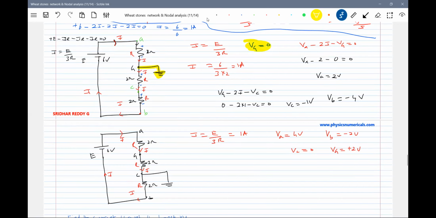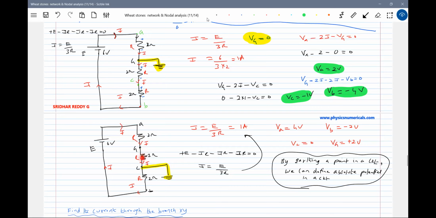So what does the loop equation say? Plus E minus IR, and I is equal to E by 3R. Okay, the same thing. After getting this, now define the potential at point A: VA minus 2I minus VC equals 0. Solve it, you'll get 4 volt.